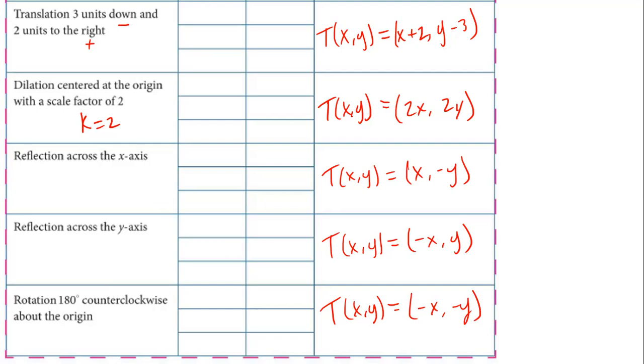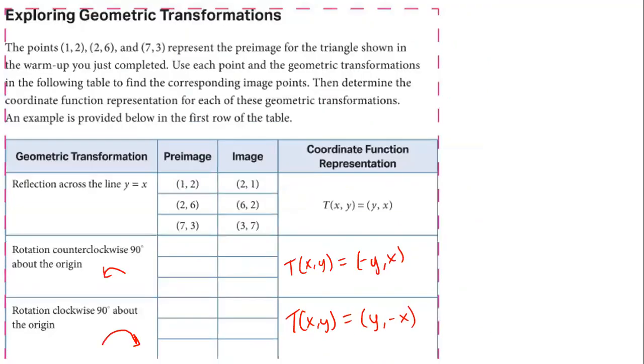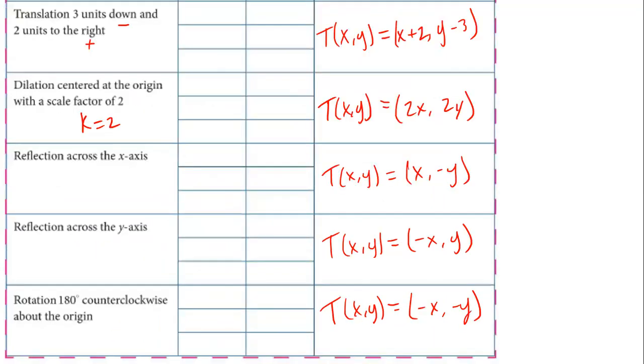So your job for the remainder of the period is to write in the pre-image and the image for each rule. Is that doable? Questions, comments, or concerns about what you're doing? So we're using these numbers? Yes, you're using the same numbers every time. Just like the example that was given to you, we use 1, 2, 2, 6, 7, 3, and then follow the rule for reflecting across y equals x, which means your x and your y switch. Can I graph this?